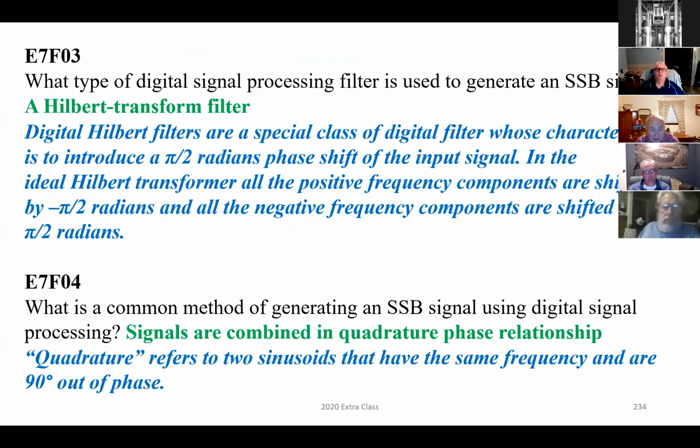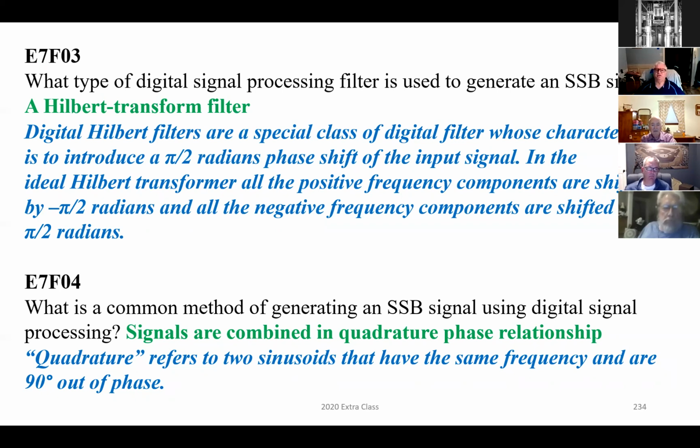All right, what type of digital signal processing filter is used to generate a single sideband signal? That is a Hilbert transform filter. Digital Hilbert filters are a special class of digital filter whose characteristic is to introduce a pi divided by 2 radians phase shift of the input signal.